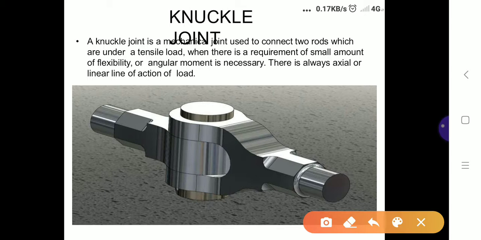Today we'll discuss the topic about design procedure of knuckle joint. First we see the definition of knuckle joint. Knuckle joint is a mechanical joint which is used to connect two axial rods under tensile load and permit some angular movement.